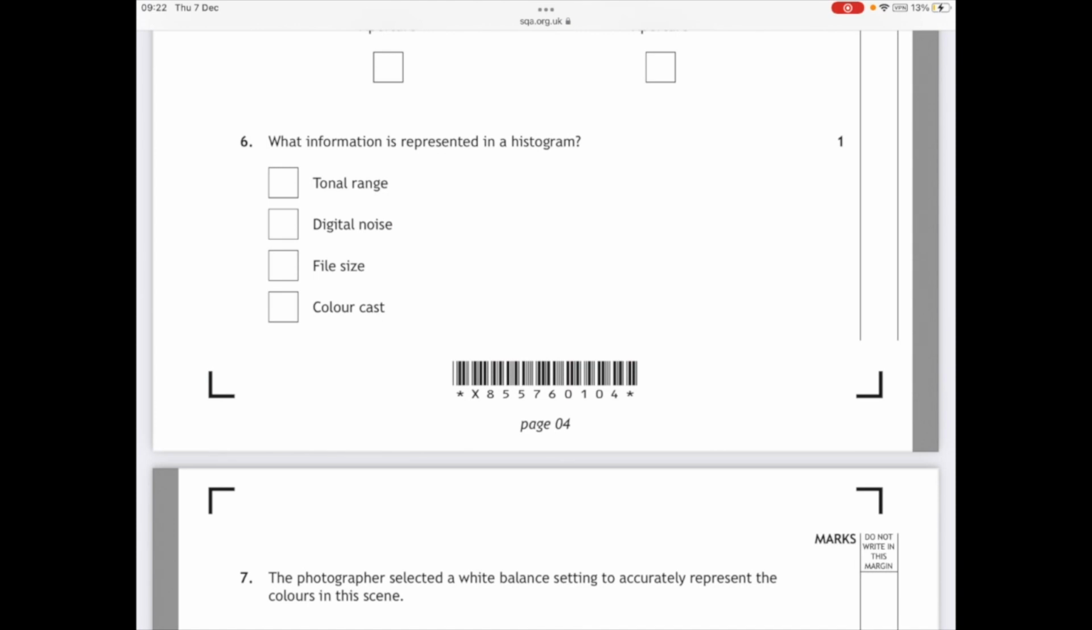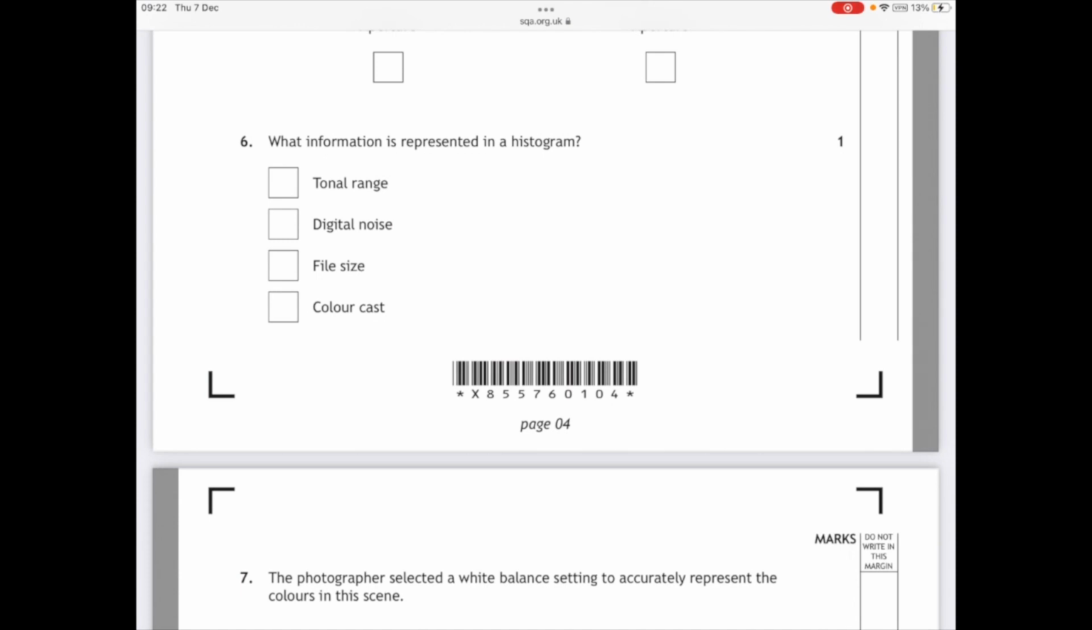Okay. Right, so hopefully you've had a chance to look at that. Again, we have been using histograms in lessons, so you should have an idea. Now the correct answer for that is tonal range. Okay, so a histogram is measuring light and dark within an image.